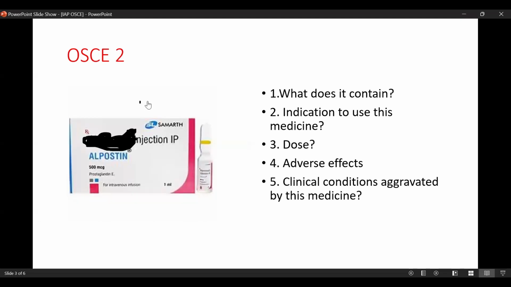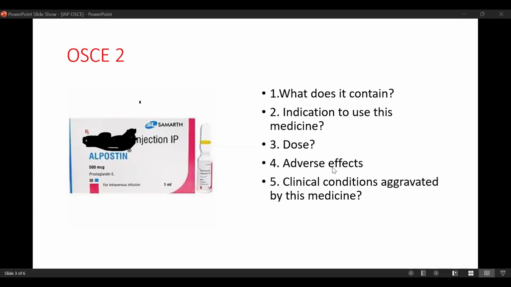So what is this drug? So what does it contain? Yes, it is alprostadil. So it has prostaglandin E1. Okay, PGE1. When will you use this drug? In what condition will you use this drug?